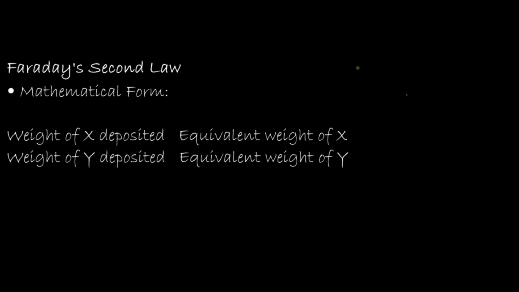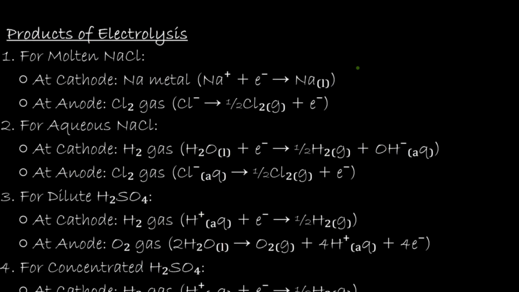Then the second law says the mathematical expression of how much X is deposited and Y is deposited. The ratio of X and Y deposited is equal to the equivalent weight ratio of X and Y. That is our Faraday's second law.